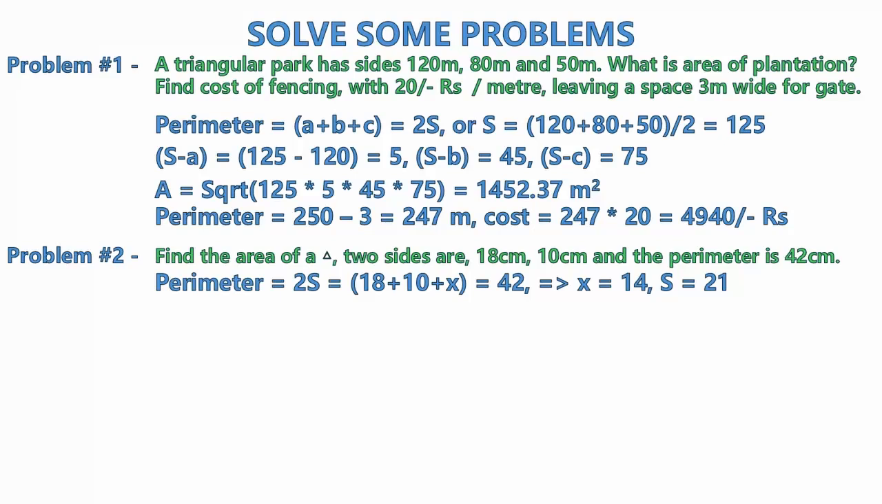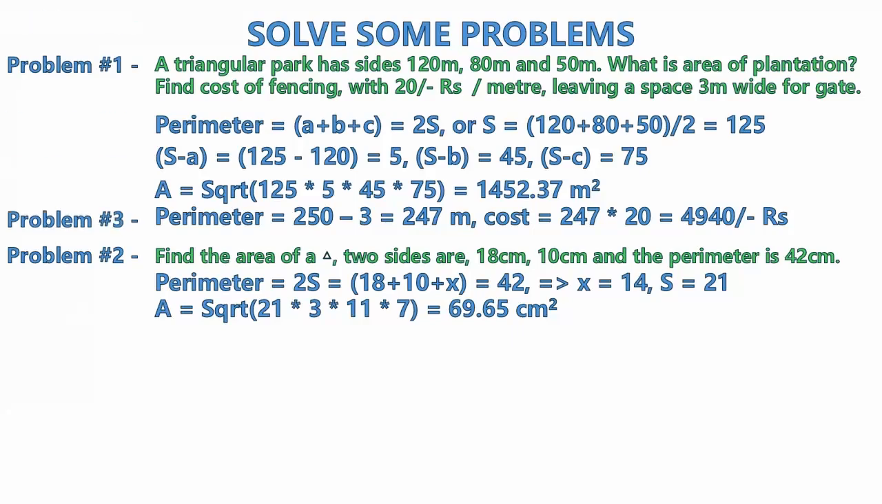Okay, so you can find the third side by using the perimeter and the lengths of the other two sides, which works out to be 14. Now 2s is equal to 42 implies that s is 21. Okay, so we have s, we have the lengths of all three sides. We can use Heron's formula again. A is equal to the square root of s, which is 21, and 21 minus a is 21 minus 18, which is 3. S minus b is 21 minus 10, which is 11. S minus c is 21 minus 14, which is 7. Okay, and take the square root of all this, which gives you 69.65 centimeters squared.